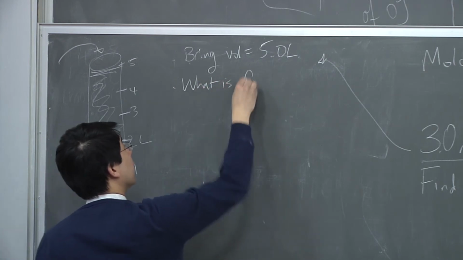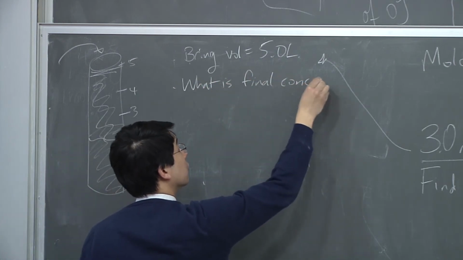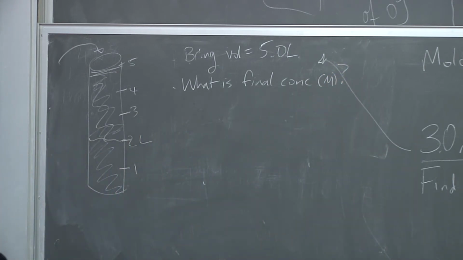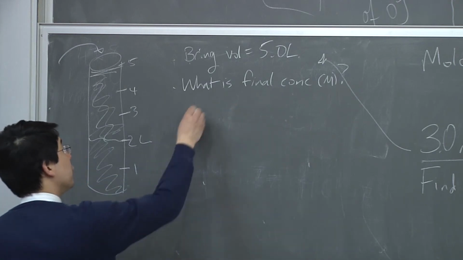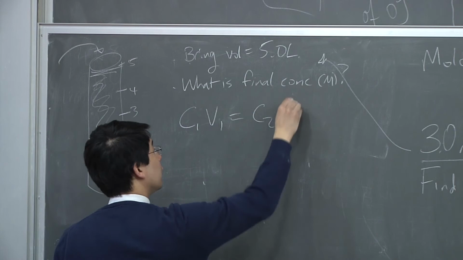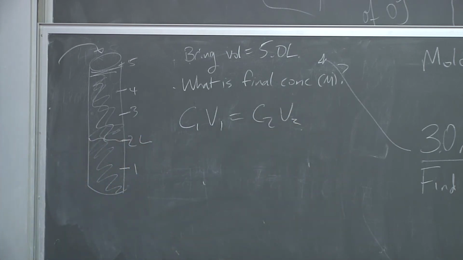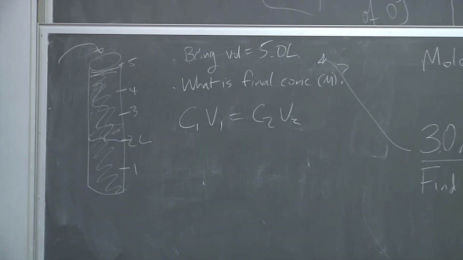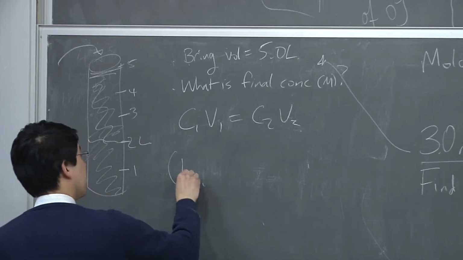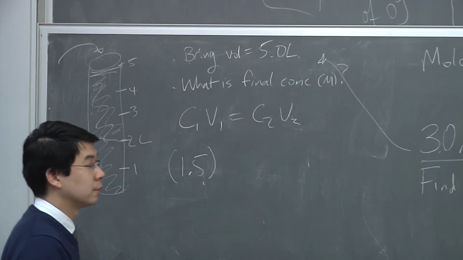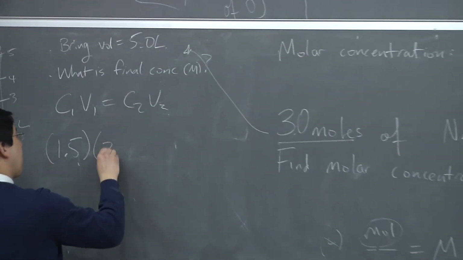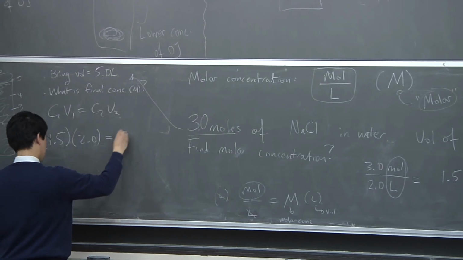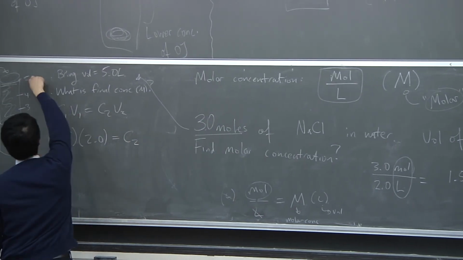What is the final concentration in molar? What am I going to do? I'm going to use C1 V1 equals C2 V2. What's C1? This, 1.5. That's what I'm starting with. What's V1? 2.0. And what's C2? We don't know. And what's V2? 5.0.